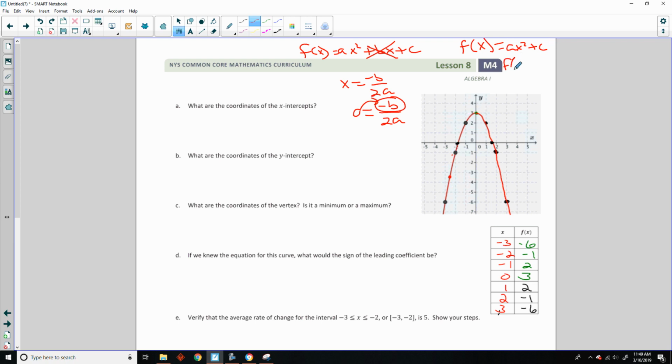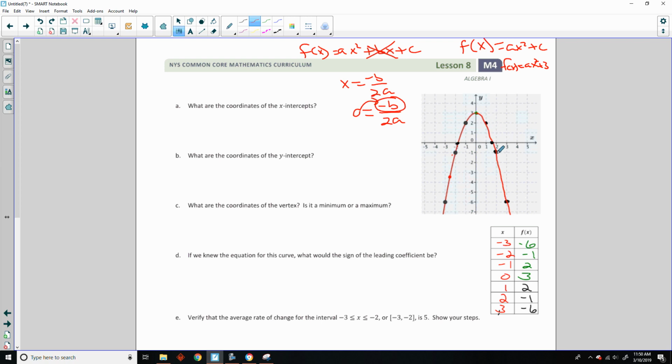So now I have f of x equals ax squared plus 3. Running out of room here, so I'm sloppy. All right. So now all I need to know is what a is. But I have some x values, so let's use them. I prefer using positive numbers.